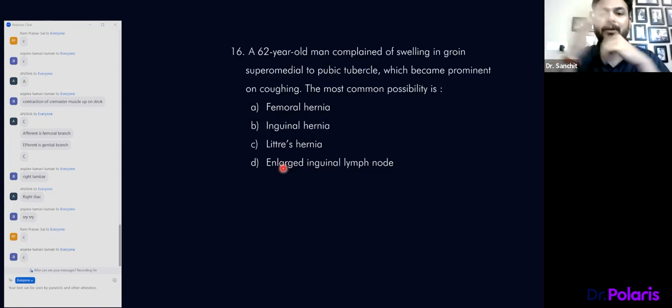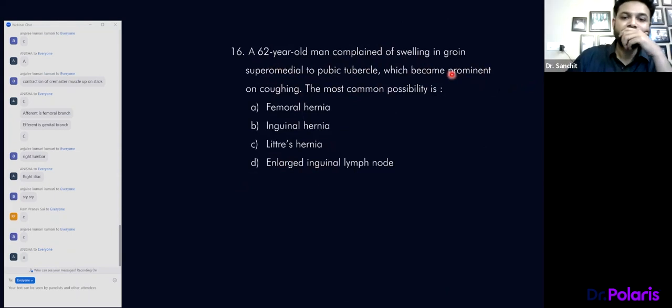Superomedial to pubic tubercle, which became prominent on coughing. That means there is some kind of hernia. But what hernia is this? If there is any swelling in the groin superomedial to the pubic tubercle, what hernia is this? Come on, tell me. That means some kind of protrusion is there. When he coughs, some swelling comes out.